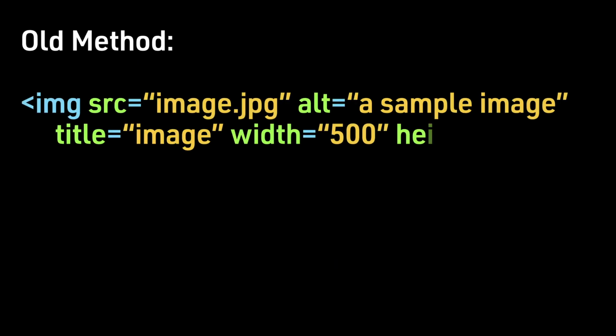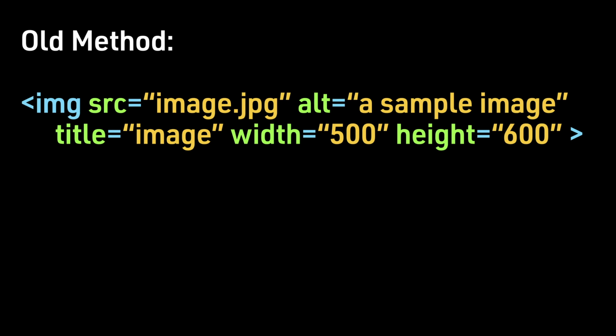Old method. img src equals image.jpg, alt equals a sample image, title equals image, width equals 500, height equals 600. You may also see the addition of height and width attributes used with the image element. Usually the size is noted in pixels.